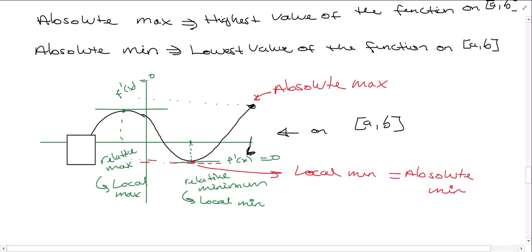So in this particular example that I just drew, we have the absolute max occurring at the endpoint b, and the absolute min occurring at a critical number. But notice that at the other endpoint a, nothing is happening. There is neither a local max or local min, neither an absolute max nor an absolute min. So b has the absolute max, and a critical number has the absolute min. A critical number can be both the local min and the absolute min if it happens to be the lowest value on a graph.